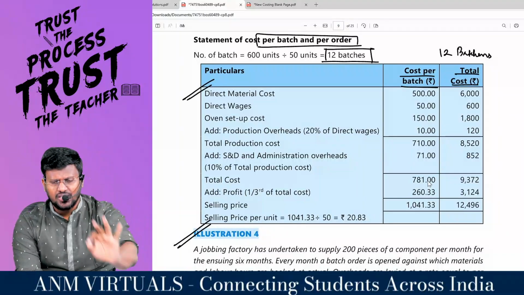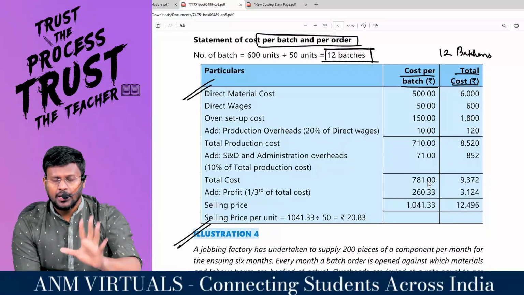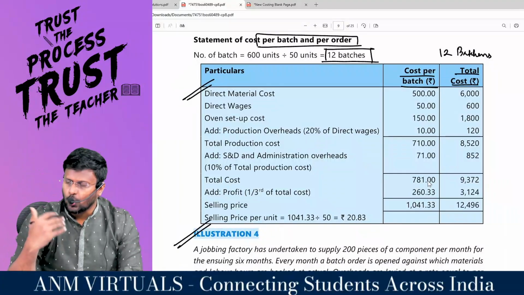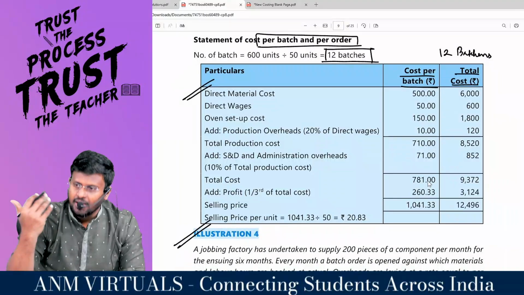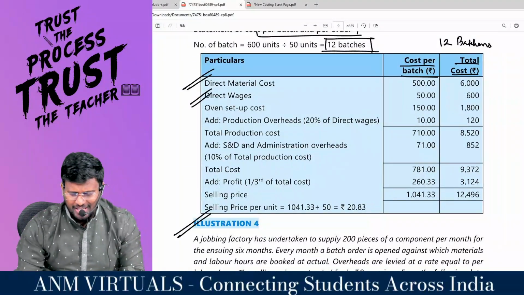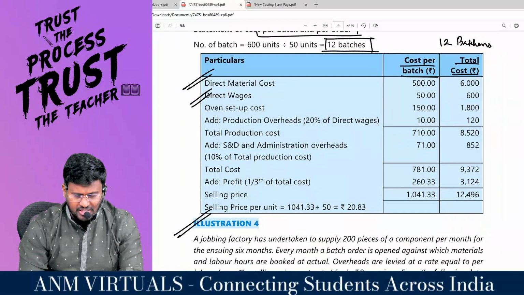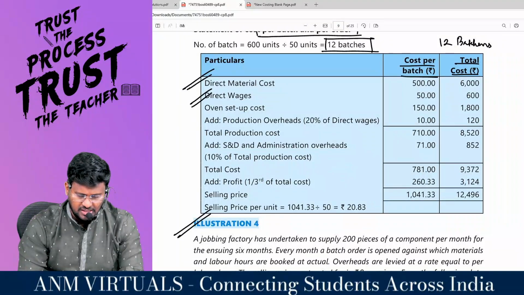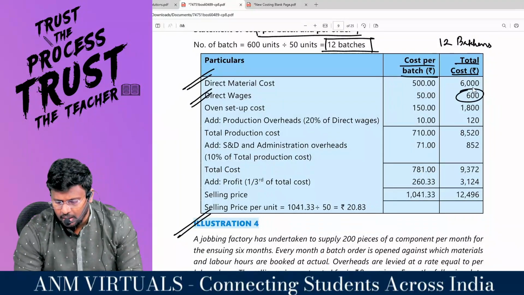In unit costing, you have to express as per unit. In batch costing, you have to express as per batch. In the last column, you have to write the total number of units produced, or in batch costing, the number of batches. Comfortable? Direct wages are given in the question. The cost per batch is 50, for 12 batches. 50 into 12 comes to 600.